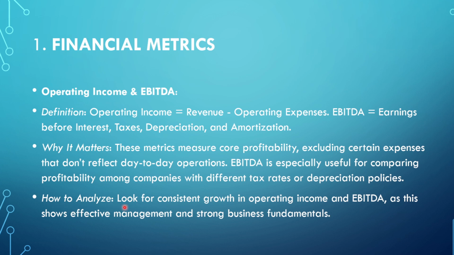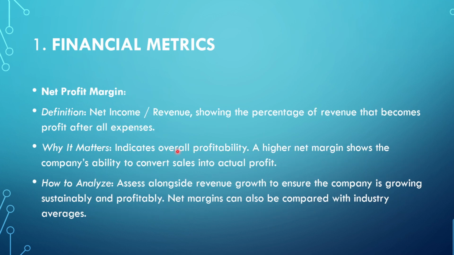How to analyze? Look for consistent growth in operating income and EBITDA, as this shows effective management and strong business fundamentals. Next financial metric is the net profit margin. The definition: net income / revenue, showing the percentage of revenue that becomes profit after all expenses.